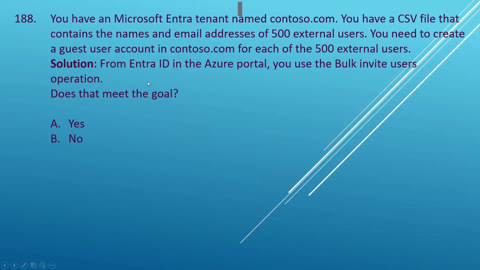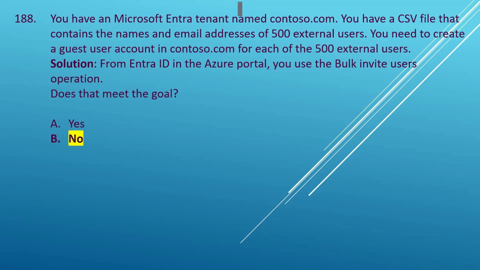Next question. You have a Microsoft Entra tenant named contoso.com. You have a CSV file that contains the names and email address of 500 external users. You need to create a guest user account in contoso.com for each of the 500 external users. The solution you present is from Entra ID in the Azure portal. You use the bulk invite users operation. Does that meet the goal? You need to tell whether this is correct or not. And folks, this will not meet the goal.